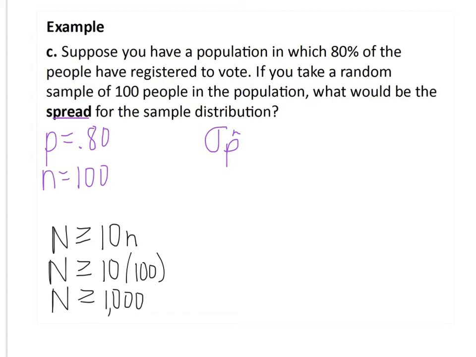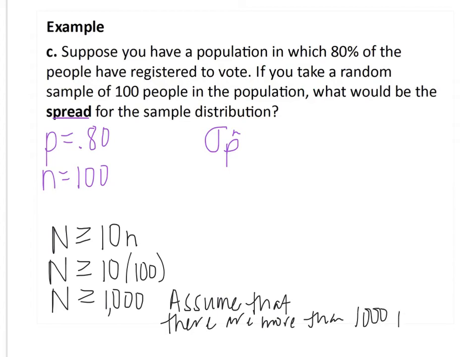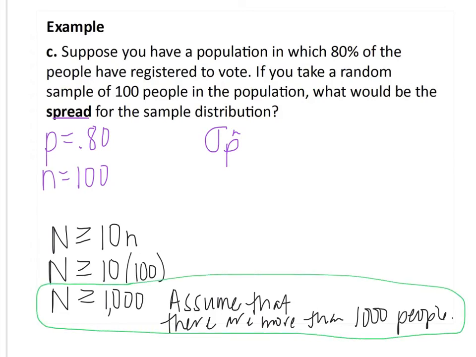Does it say that there's more than 1,000 people in the population? No, it doesn't say that, but we can assume that there are more than 1,000 people. Usually we're going to have to assume this condition because it's not going to be given in the problem, but we can assume that there's more than 1,000 people in this big population where people are registering to vote.